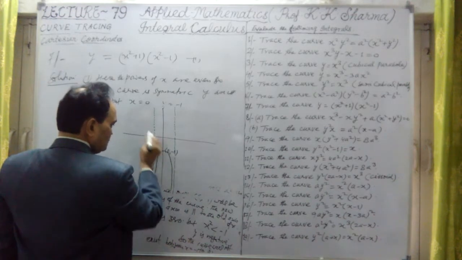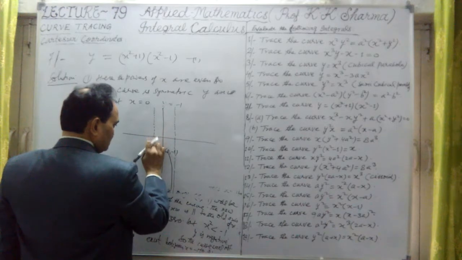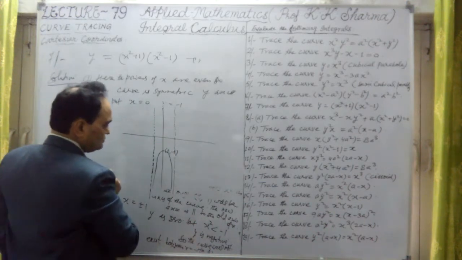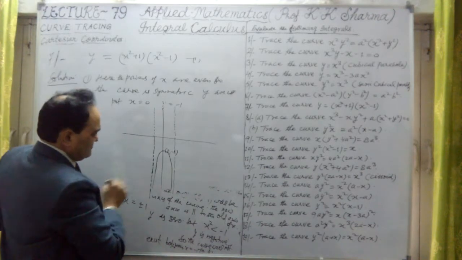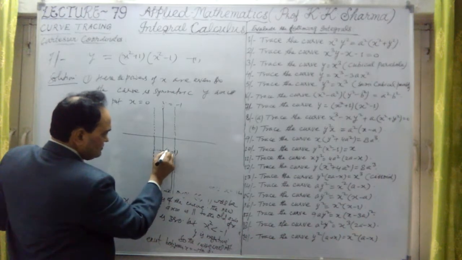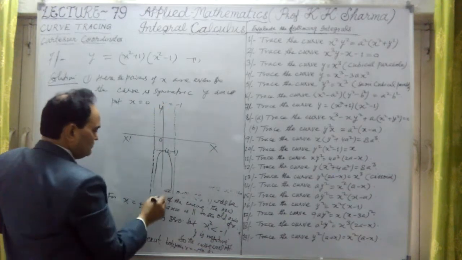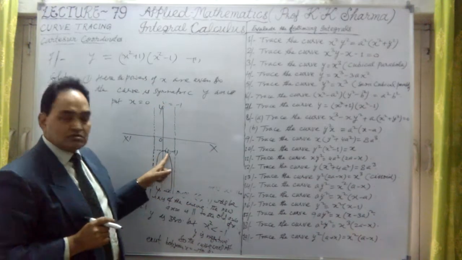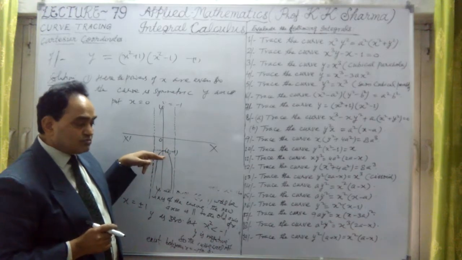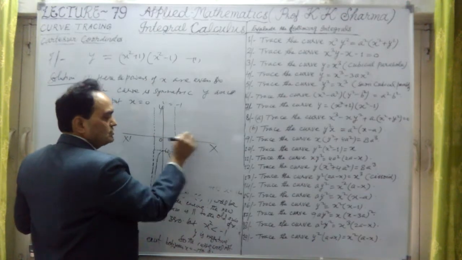X equal to minus 1 and plus 1 give the same value, because if it is less than plus 1, then the value will be negative. So in this region the curve does not lie. And y equal to minus 1 here, this is the new origin. If I take here the new x-axis, which is parallel to the original x-axis, this is the original x-axis and this is the y-axis. The shifted point 0, minus 1 is the new origin, and the axis of x passing through this point is the new axis, parallel to the old x-axis.